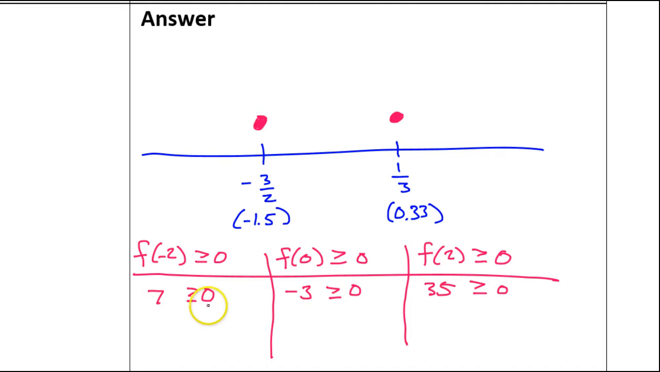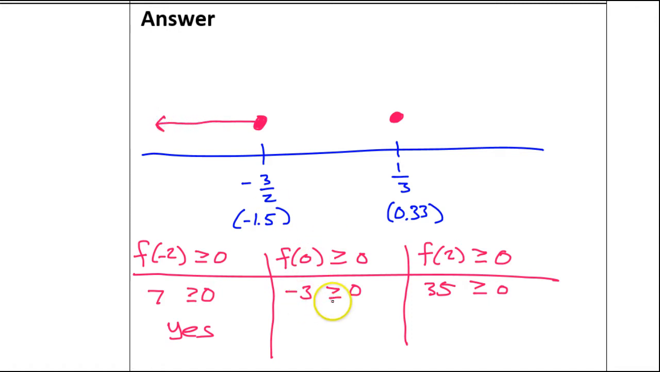Is 7 greater than or equal to 0? Well, yes, it is. 7 is greater than 0. That means negative 2 is a solution, which means every x value in this interval will be a solution. I will represent all those solutions with this ray.